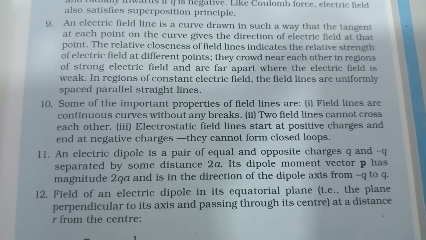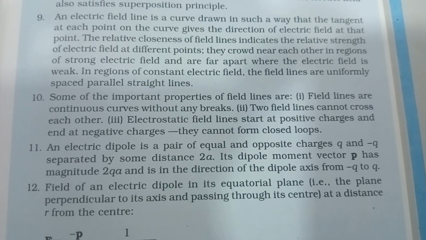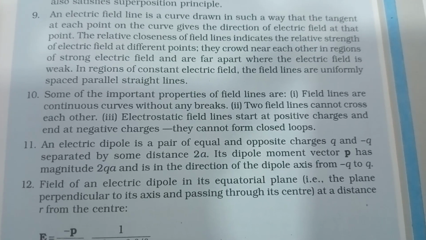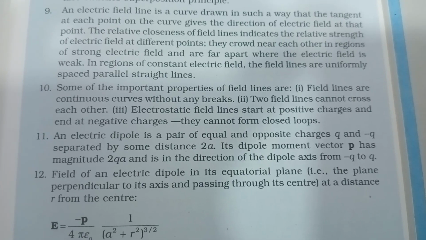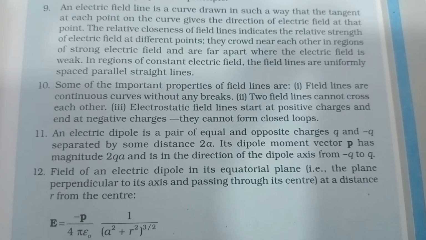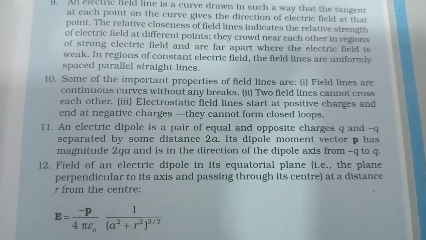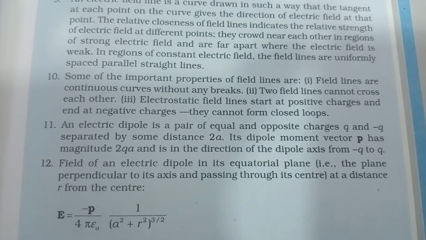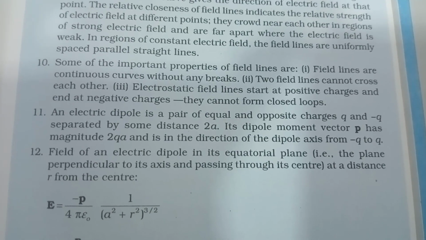An electric field line is a curve drawn in such a way that the tangent at each point on that curve gives the direction of electric field at that point. The relative closeness of field lines indicates the relative strength of electric field at different points. They crowd near each other in regions of strong electric field and are far apart where the electric field is weak.